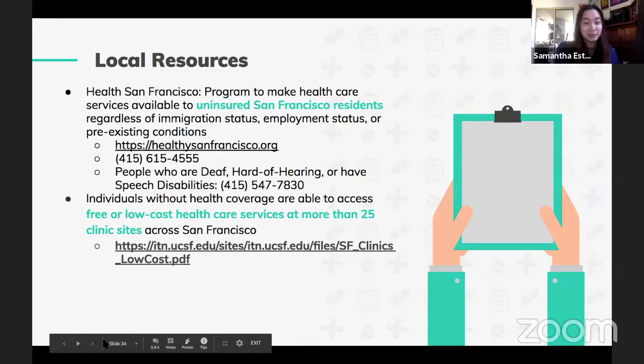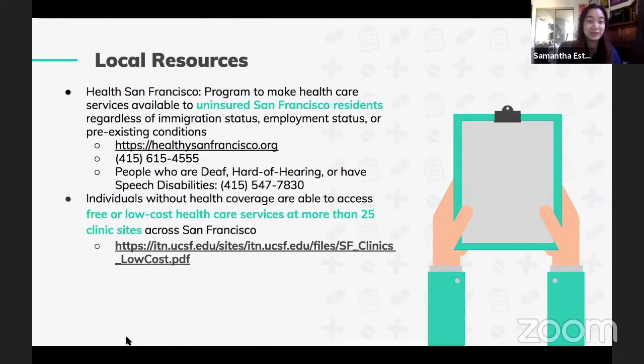And then here are just some local resources. Health San Francisco is a program to make healthcare services available to uninsured San Francisco residents, regardless of your immigration status, employment status, or any pre-existing conditions. Essentially, pre-existing conditions means having health conditions before you even apply to these services. And then we've also given a comprehensive list of 25 clinics that are available across San Francisco for free or low-cost healthcare services.